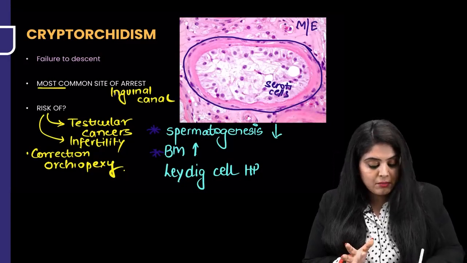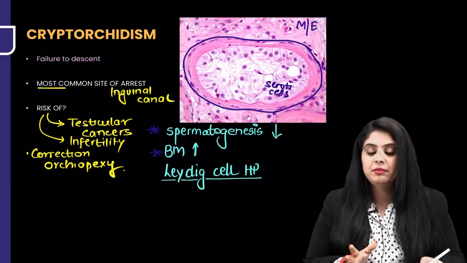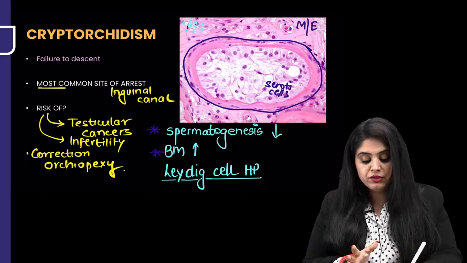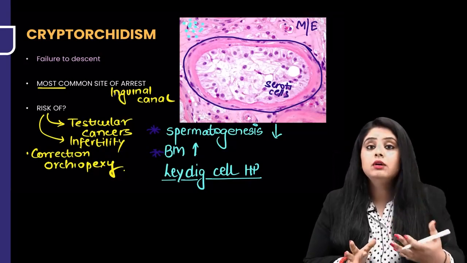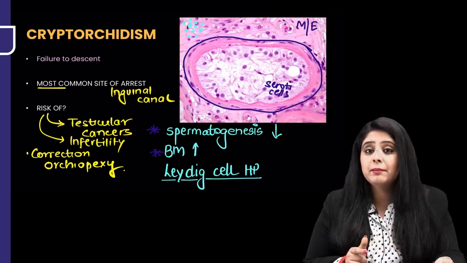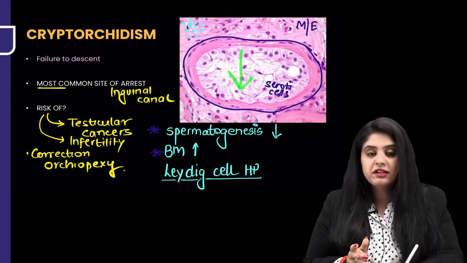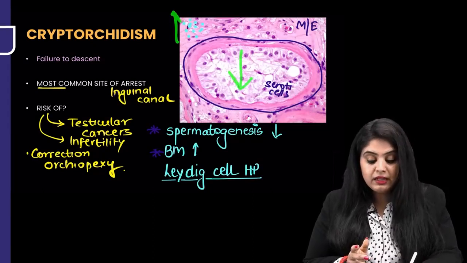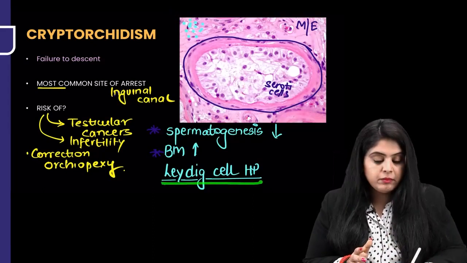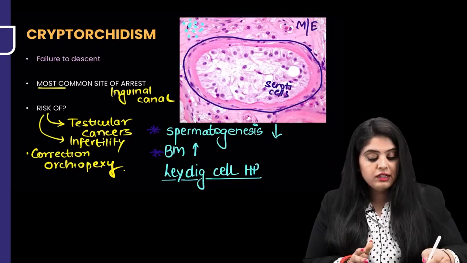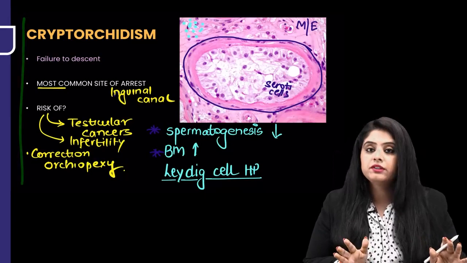Also, another thing that might be seen is Leydig cell hyperplasia. Leydig cells are outside, the testosterone producing ones, and they might look more. I'm not saying they're always more in number. Hyperplasia doesn't always mean more in number. Because the other cells are looking less, they might indirectly look more. So there might be a case of Leydig cell hyperplasia associated with it. Everyone's understood? So that is a quick review of cryptorchidism that you had to know.